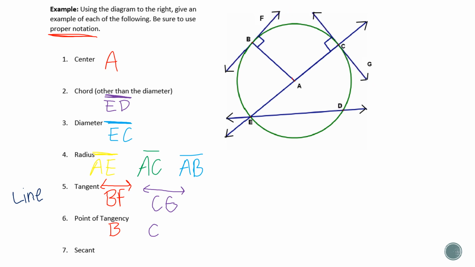Our last one for this example is a secant. All right, trying to find a secant. Remember, a secant is also a line, and it cuts through the circle twice. So this right here, E to D, which we did use earlier for a chord, but this time we're going to use it as a secant because we're going to include those arrows. E to D with arrows would be considered a secant, while E to D with no arrows is our chord.